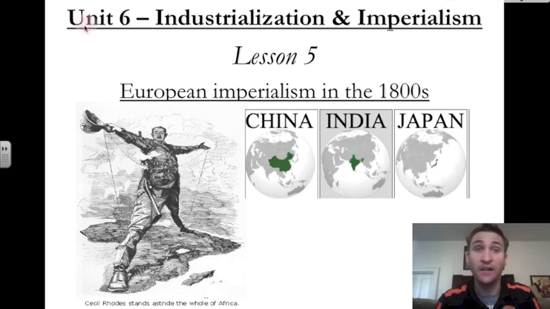We are on Unit 6, Industrialization and Imperialism, and today we will study Lesson 5. We're going to talk about European imperialism in the 1800s. It is a time when European countries stretch across the continent of Africa, much like this British man Cecil Rhodes is doing in this cartoon. More about him later. And we're also going to be talking about China, India, and Japan. How does Western Europe try to dominate these areas of the world?